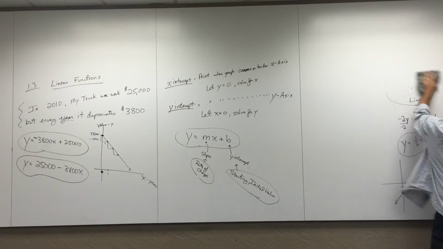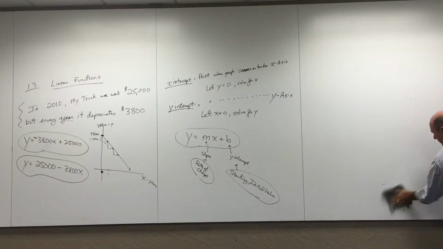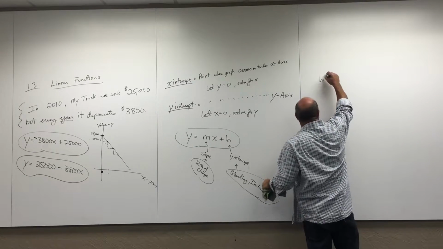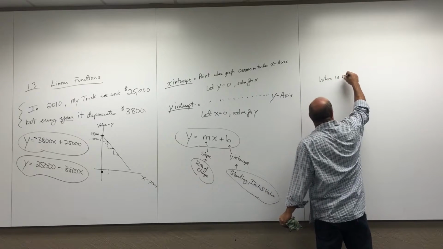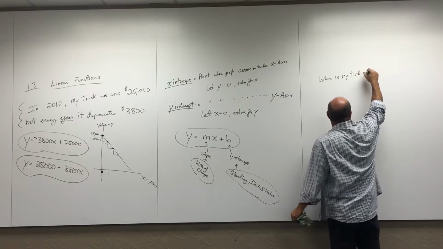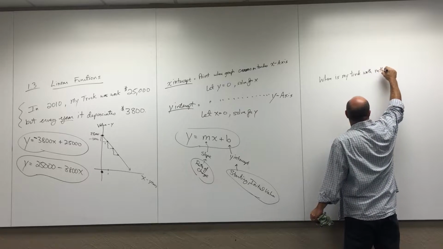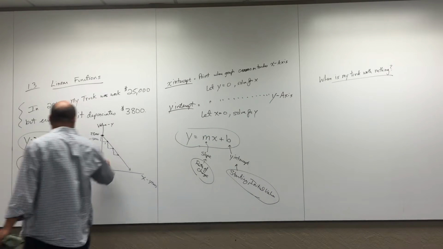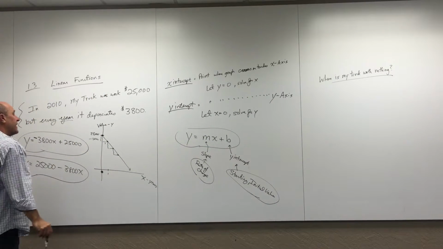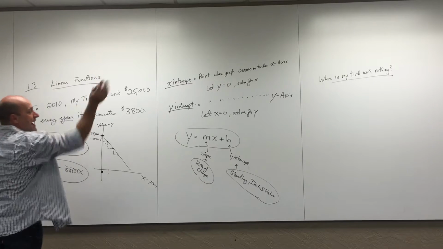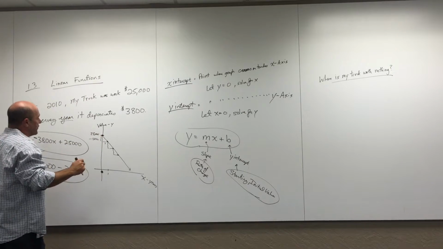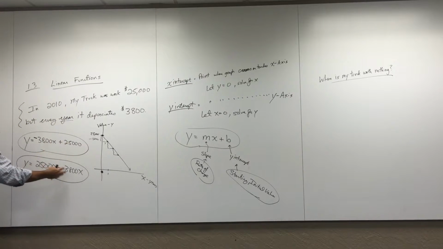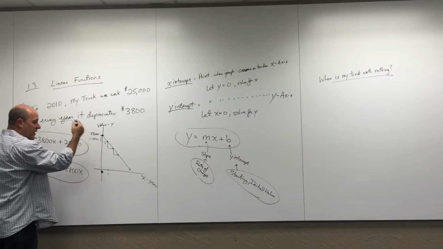Just to tie this back into that word problem over there, look at this question: when is my truck worth nothing? You could look at the picture again. You could think about it. You could just logically figure it out yourself, but I'm trying to use the language of lines and slopes. And anyway, when is it worth nothing?